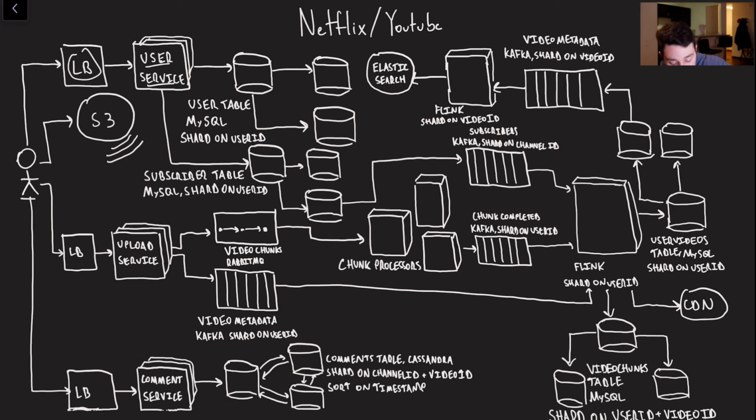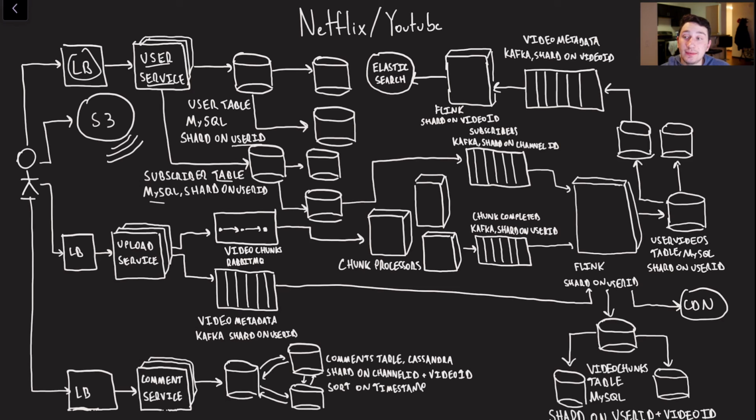So the user table is going to be sharded on the user ID. Because this is not something that's probably going to be a bottleneck, I think just using MySQL and partitioning that and replicating it in a single leader fashion is going to be fine. Additionally, we've got our subs table, right? That can be fine with MySQL.